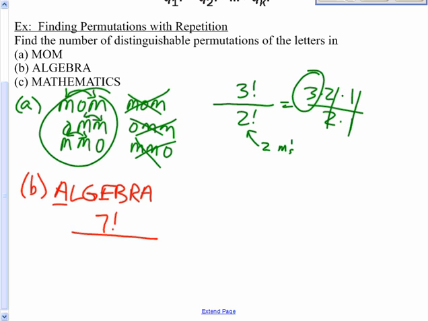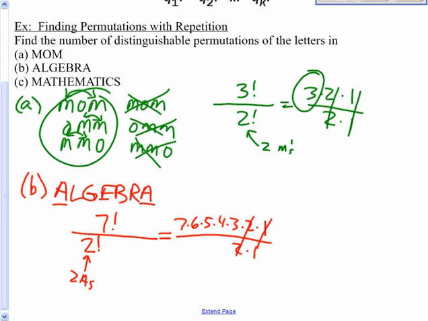Looks like I have 2 A's, so I have 2 factorial there. Is anything else repeated? A, L, G, E, B, R, A. No, I don't have anything else. So that's it. 7, 6, 5, 4, 3, 2, 1 over 2, 1. So 7 times 6 times 5 times 4 times 3 ends up being 2,520. 2,520 different ways to order algebra.